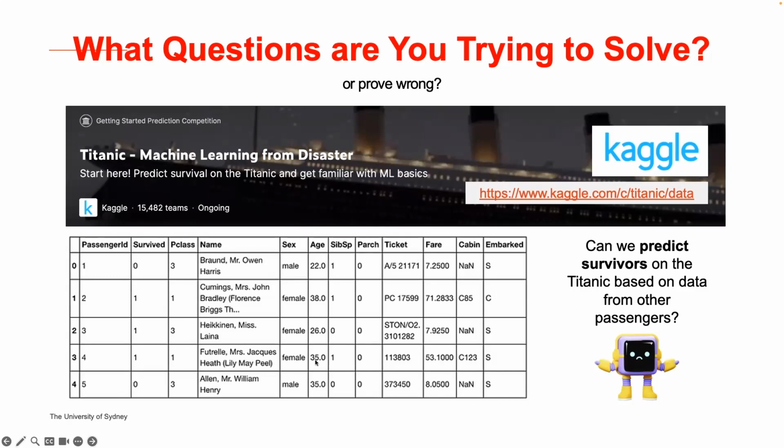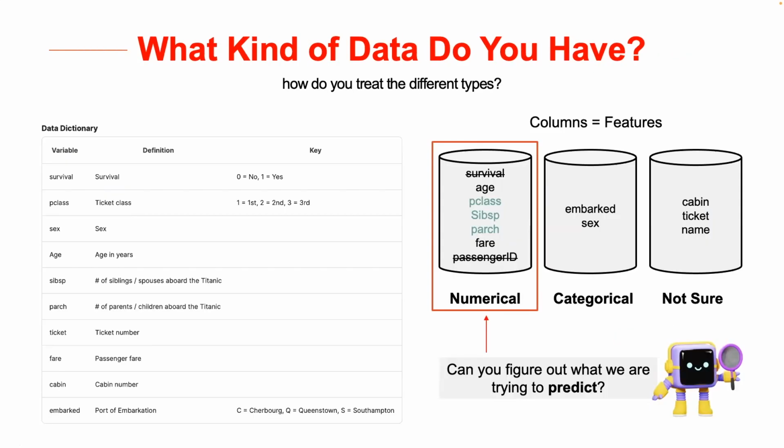A quick look at the data reveals an assortment of columns. So you have numeric, there's text, and there's a mix of both with some NaNs sprinkled in. So let's make this simpler. Dividing these features into numerical, categorical, or not sure allows for a more organized approach to understanding and processing the data. Because survival is the feature we're trying to predict, we'll take it out of the numerical bucket and leave it for the time being.